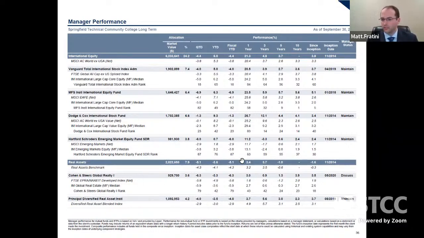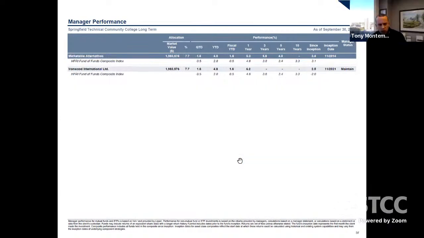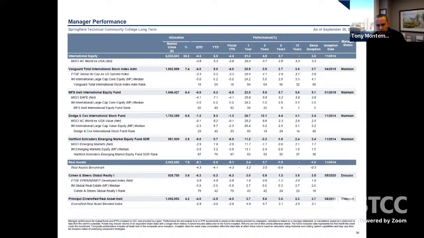Any other questions? And we can dive right into the short-term pool. Matt, can you speak to the rankings for the Hartford Emerging Markets Fund? Yeah. It just looks in the 3rd or 4th quartile over the past few years.